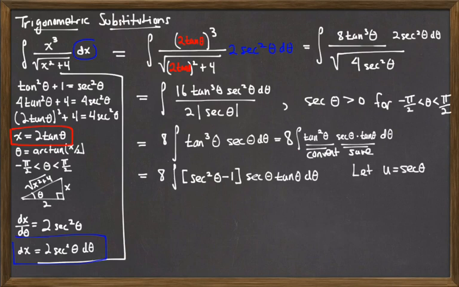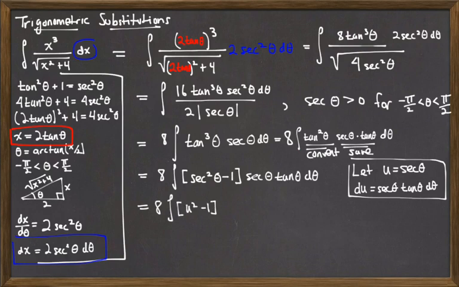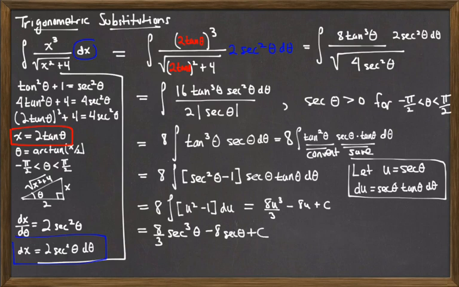We'll let u be secant of theta. Its differential is secant of theta tangent of theta d theta. We'll carry out the substitution. It's 8 times secant squared, which is u squared minus 1. And then this will all be my du. We integrate term by term. 8, and we'll integrate to get u cubed over 3. We'll integrate minus 8. That 1 will become u. We back substitute to secant, so we'll have 8 over 3 secant cubed minus 8 times secant of theta.